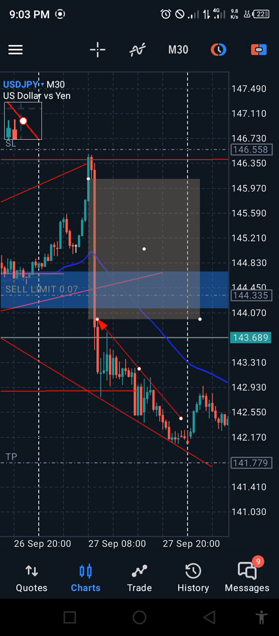So how many confluences have we given already? First of all, we have the Quasimodo sell setup. Secondly, it is in a strong support and resistance zone, precisely a strong resistance zone. Thirdly, there is a fair value gap at that area. Fourthly, the market has swept the most recent low. Therefore, the sell is confirmed.